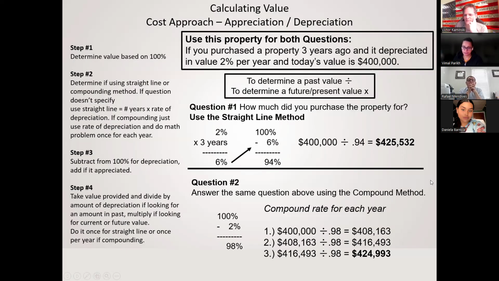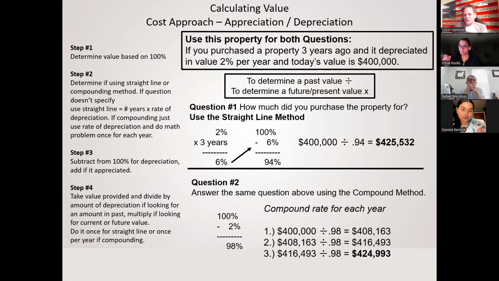See, if you're trying to figure out a value in the past, just use a little common sense. You've got to slow down, use a little common sense. If today's value is $400,000 and the property depreciated from when you bought it, did you buy it at a higher price? Listen. If today's value is $400,000 and the property depreciated in value since you bought it, did you buy it at a higher price? Yes.